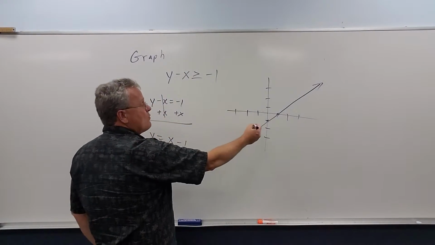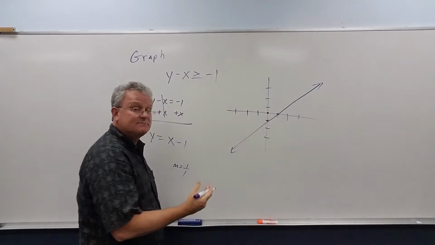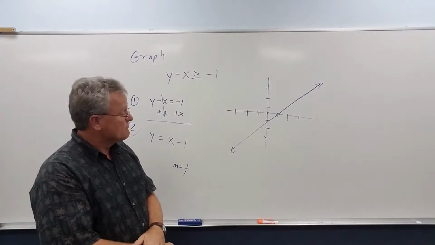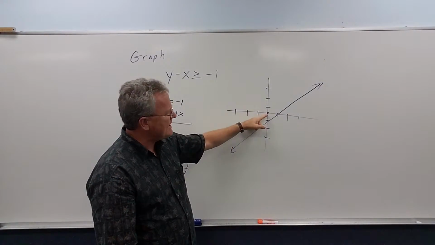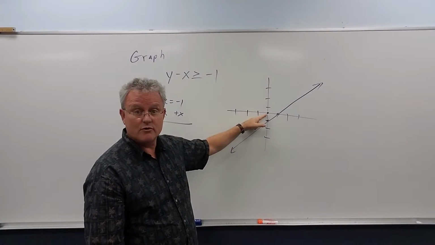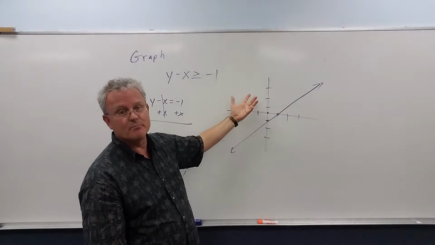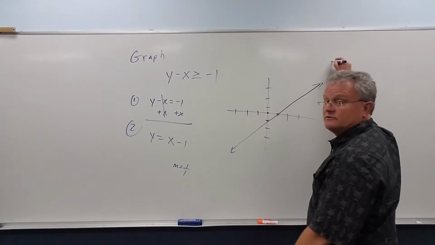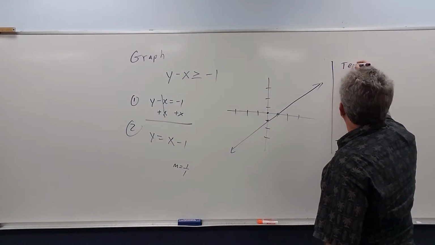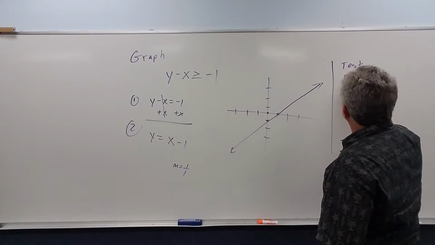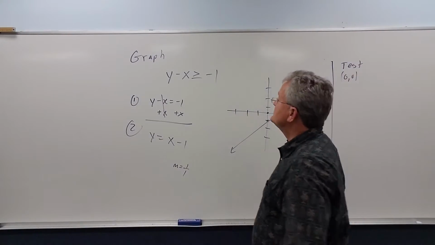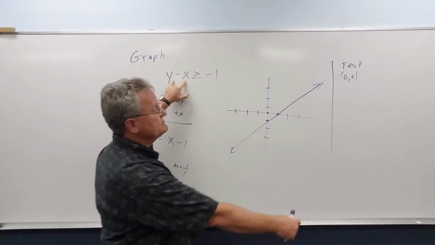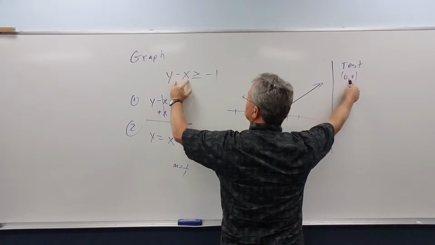So I always pick the origin as my test point to see if it works in the original problem. The only time you can't is if your graph goes through the origin. Then you have to pick some other point. So let me test the origin, where x is 0 and y is 0. We go back to the original problem, and wherever there's an x, you plug in 0, and wherever there's a y, you plug in 0.